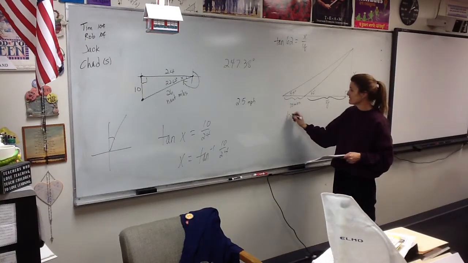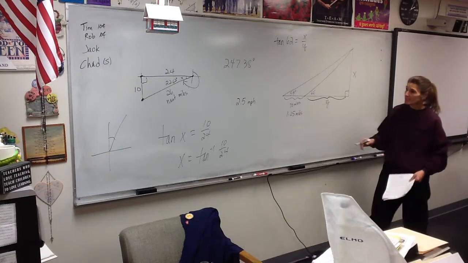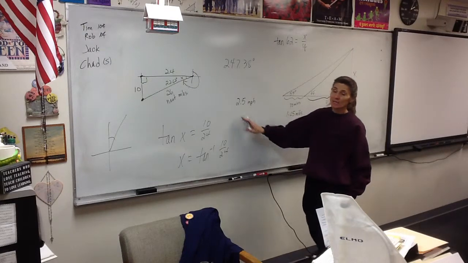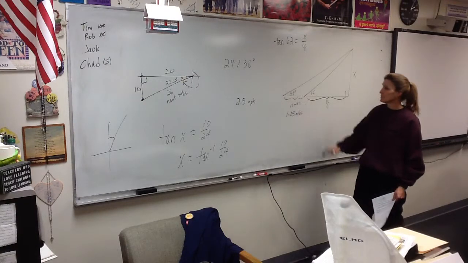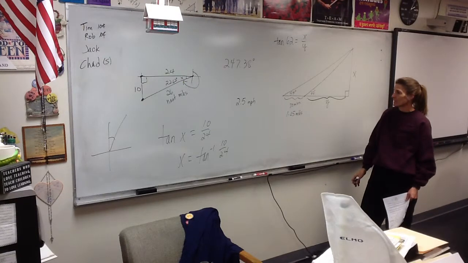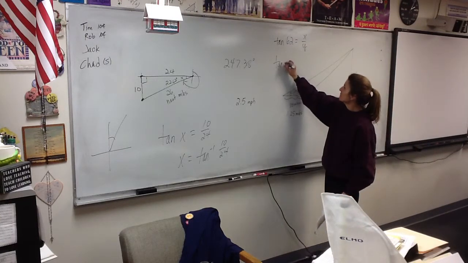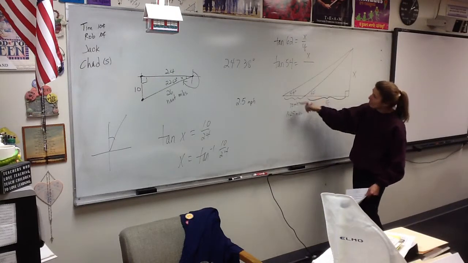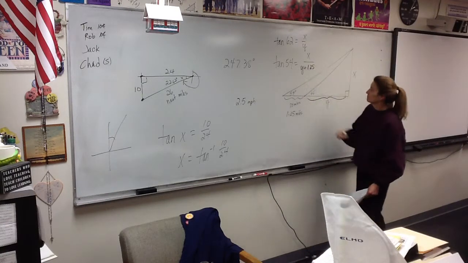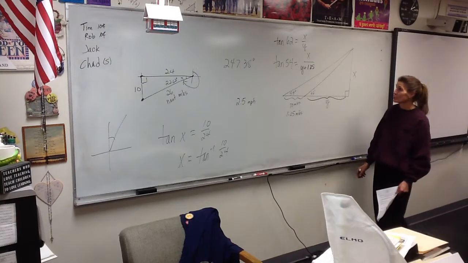So this distance would actually be 1¼ miles. Because if he can walk 2.5 miles in an hour, then he can walk 1¼ miles in a half an hour, 30 minutes. So my second equation will be tan 54 equals x over y plus 1.25. Now you have a system of equations and we have to figure out how we're going to solve it.